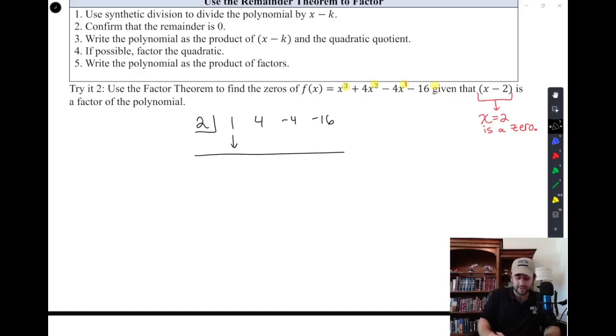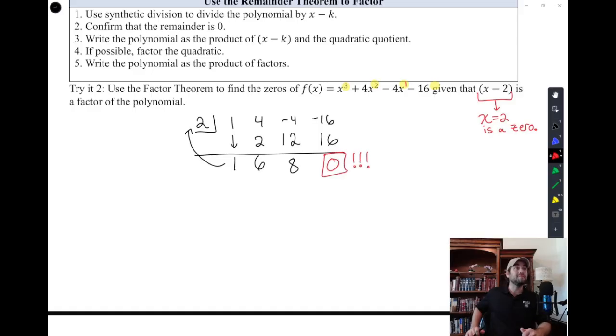So we drop the 1 down. And we say 1 times 2 is 2. Add these up, you get 6. 12, 8. 8 times 2 is 16. And 16 plus negative 16 is 0. Boom. That's a good thing. That means that that 2 was indeed an x-intercept.